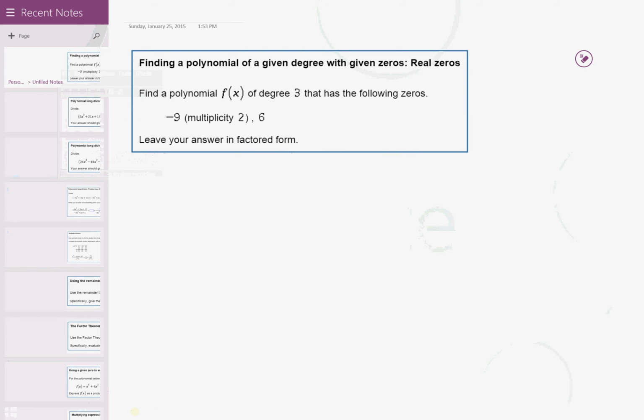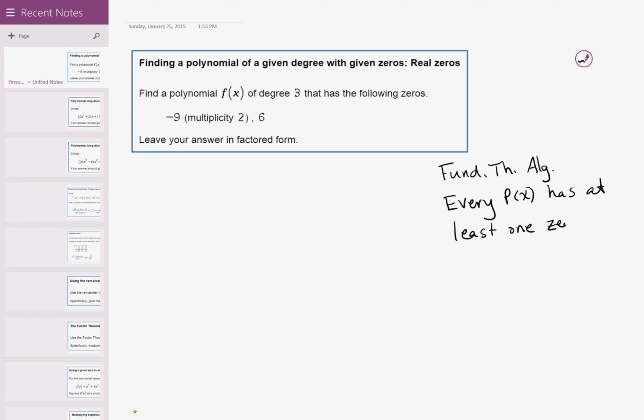We're asked to find a polynomial of a given degree with given zeros. And there are two theorems as background to this. The first is the fundamental theorem of algebra. And this says that every polynomial function has at least one zero in the complex plane.